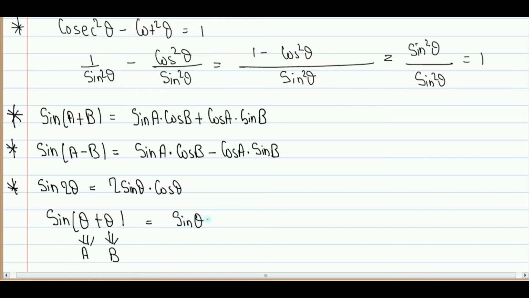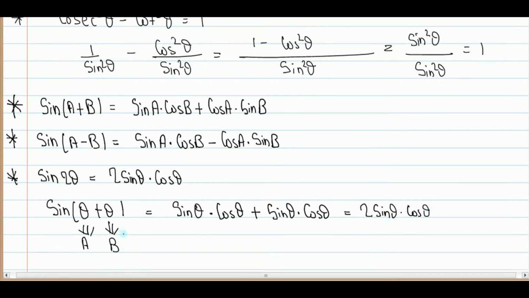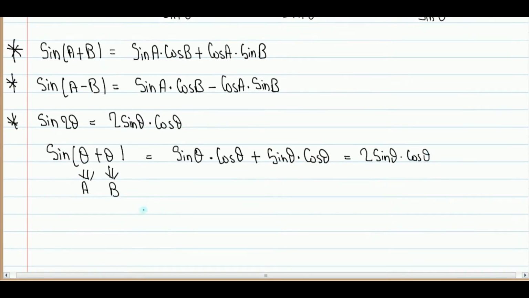You can write this sine a plus b, which is equal to sine theta plus theta, as sine a where a is theta into cos b where b is theta, plus sine b where b is theta into cos a where a is theta, and adding these two things will be equal to 2 sin theta into cos theta. Is it fine? So you can now prove sin 2 theta equals 2 sin theta into cos theta.